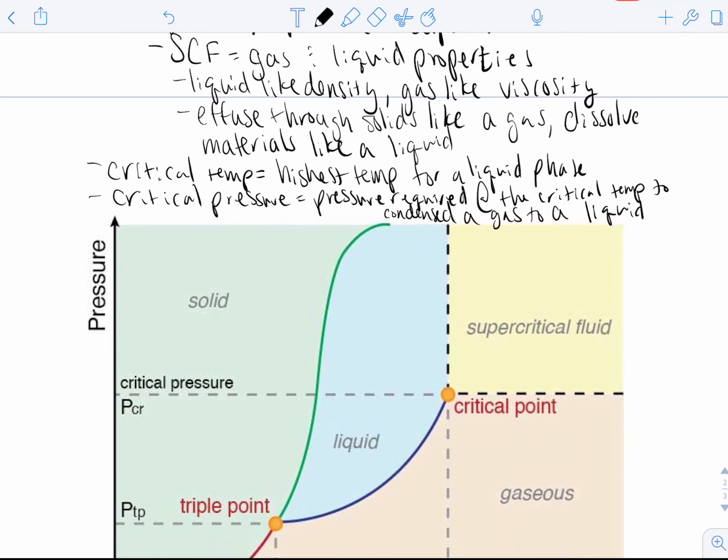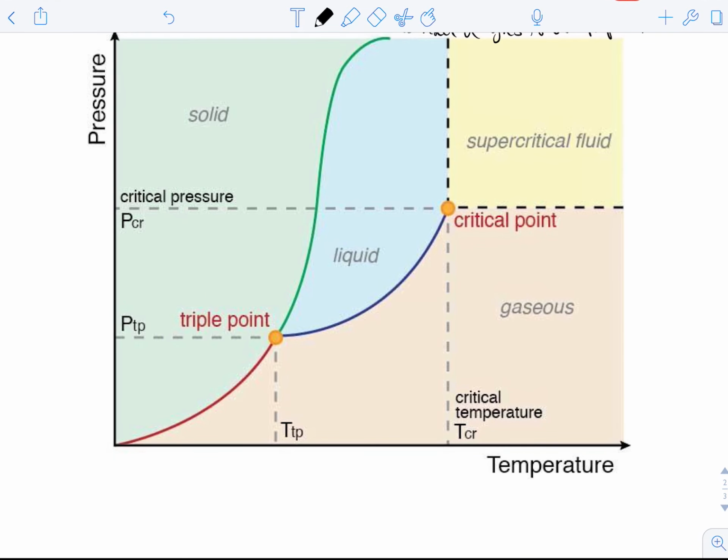Okay, so here I have what a phase diagram would look like. We have our three states of matter. We have our solid at the higher pressures, lower temperatures. Gases at the higher temperatures, lower pressures, and then liquids right there in the middle. A little bit higher temperature, a little bit higher pressure.